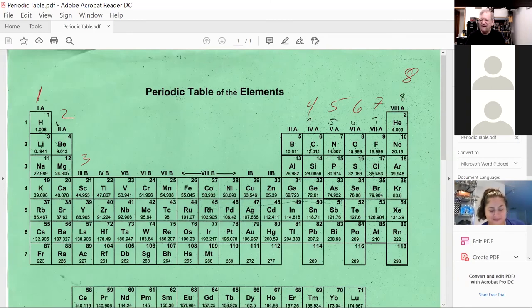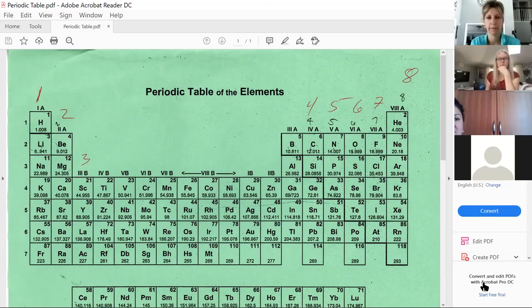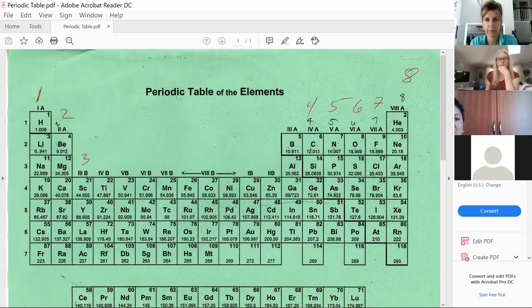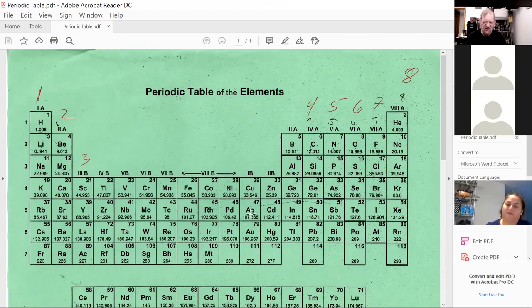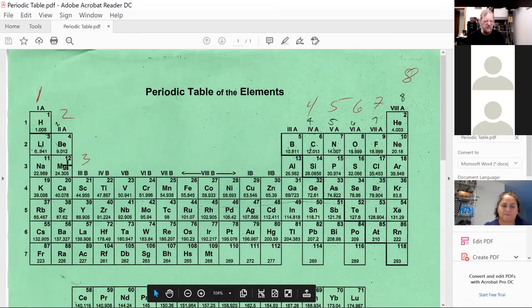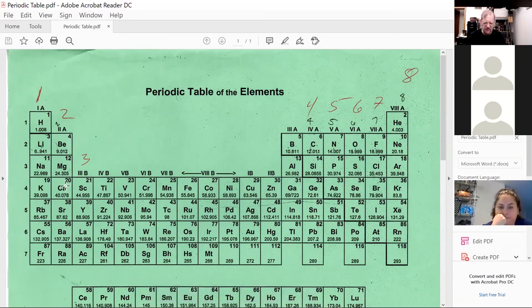All right. Give me a thumbs up if you're done. All right, let's go ahead and do this. I think I saw a couple of thumbs up. All right, first of all, calcium. What's the chemical symbol? Ca. How many electrons does calcium have? 20. 20 protons, 20 electrons. How do I know that? The atomic number tells me that.